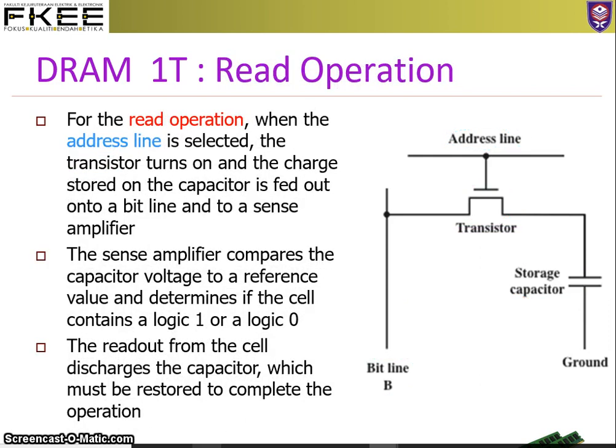For the read operation, when the address line is given a logic 1, the transistor is on, and the data from the storage capacitor will be sent to the bit line. After the bit line receives the data, it will be sent to a sense amplifier to determine whether the data is logic 1 or logic 0.